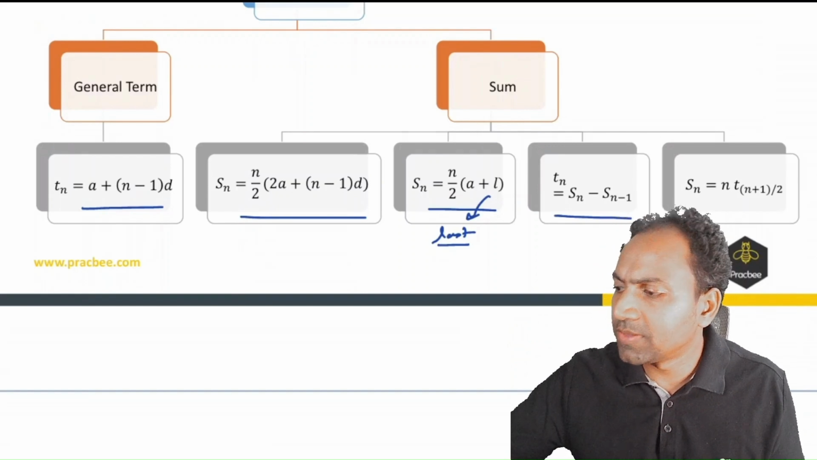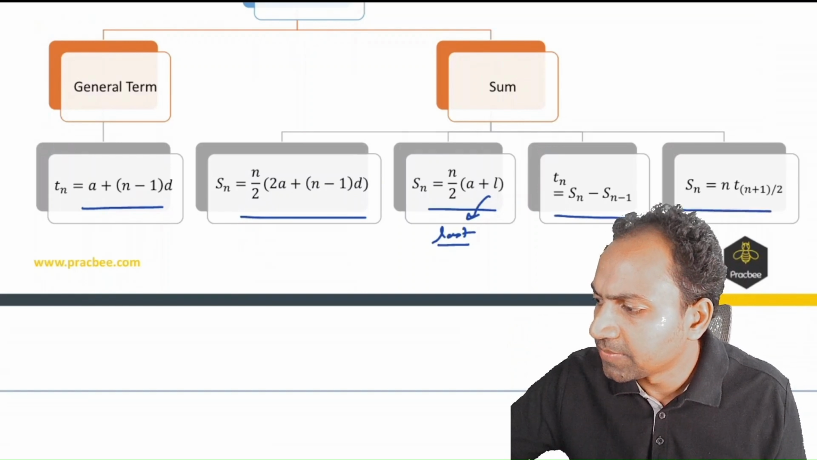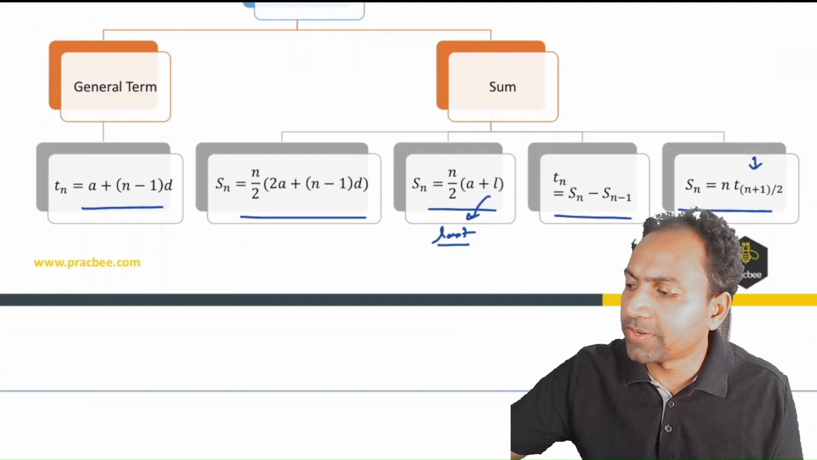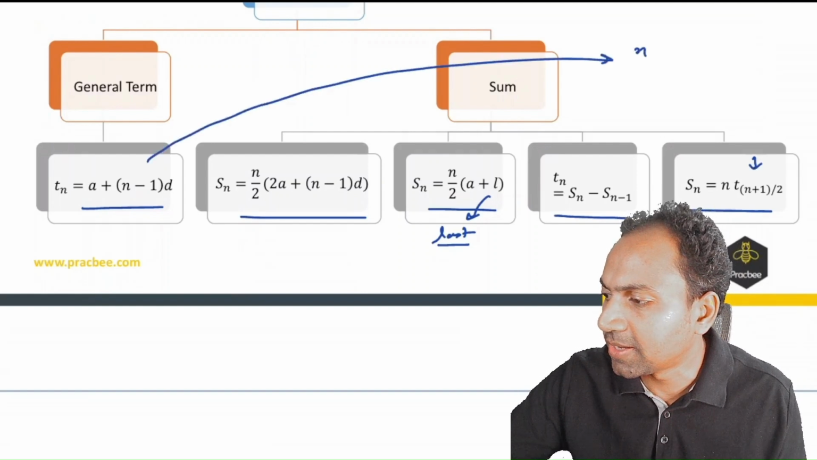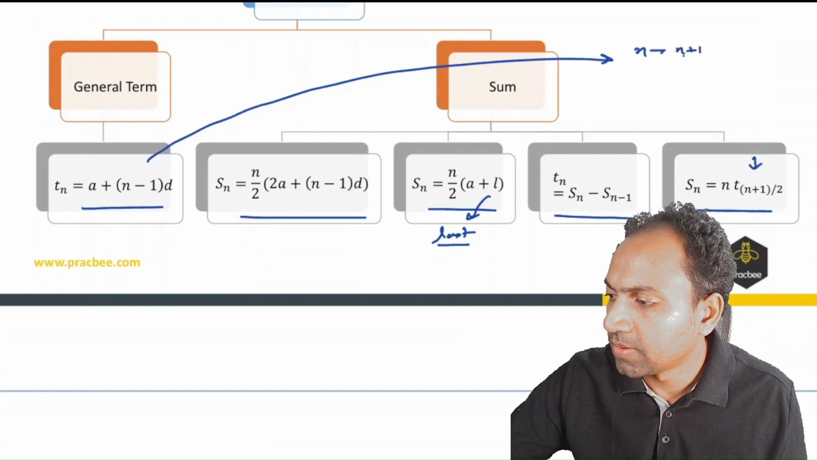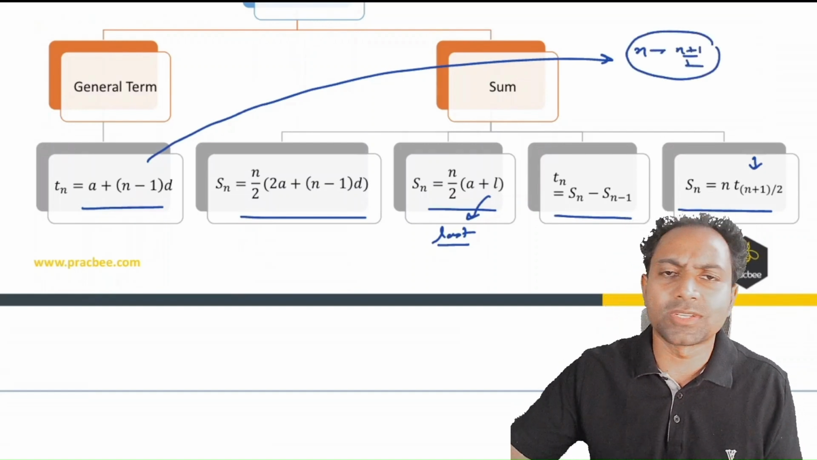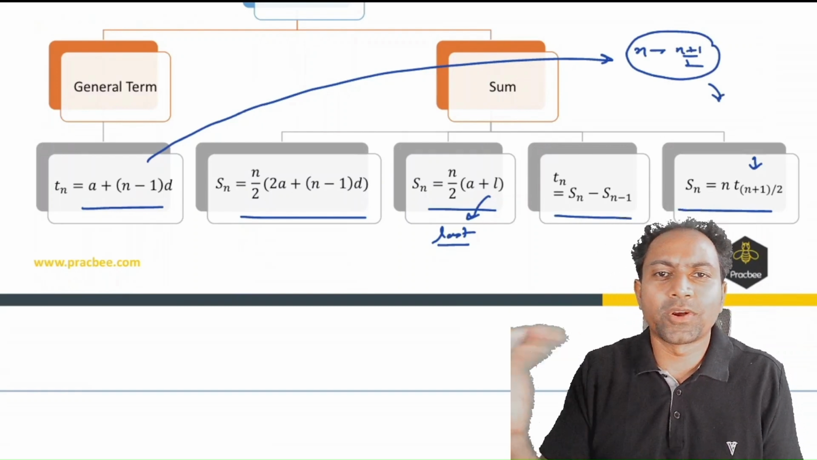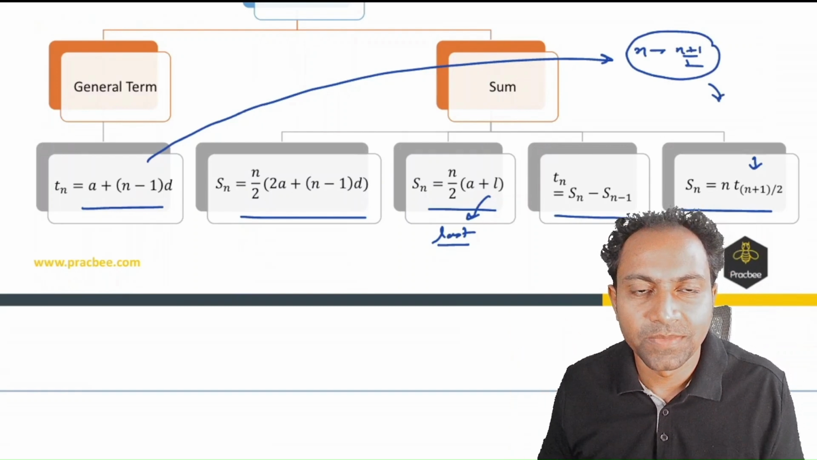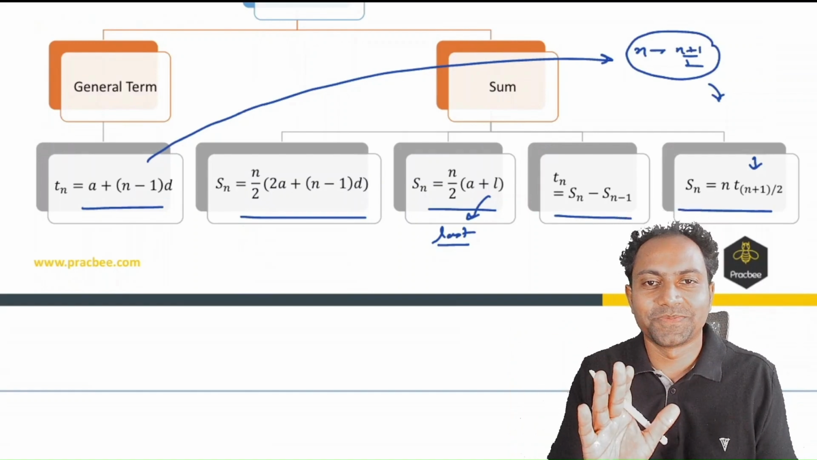And lastly, we have one more formula that is given here, wherein this T(n+1)/2 is nothing but, in this Tn formula, just replace n by (n+1)/2. Now from JEE point of view, this formula has been used very less. So even if you do not remember this last one, it is totally fine. But the first four you should always know.